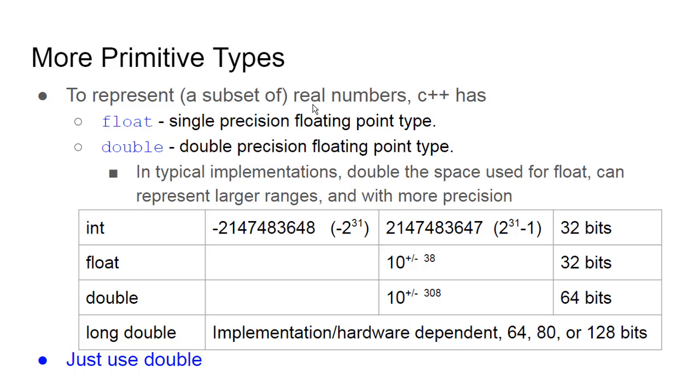So to represent real numbers, C++ has a few new data types. So float stands for single precision floating point type. So real numbers are known as the floating point type. In this course, we will not talk about how exactly floating point numbers are represented in the computer.